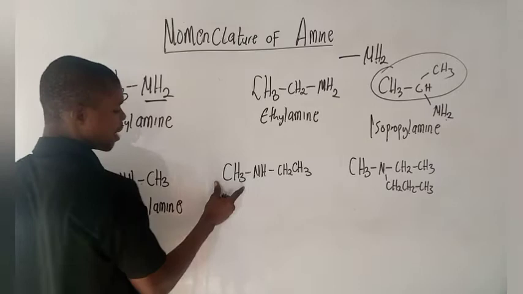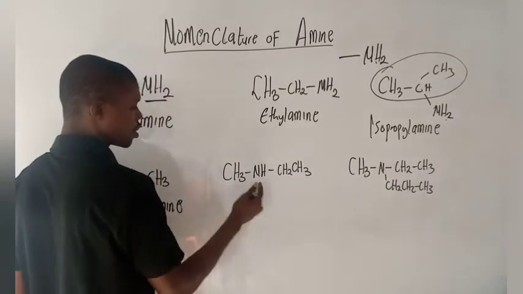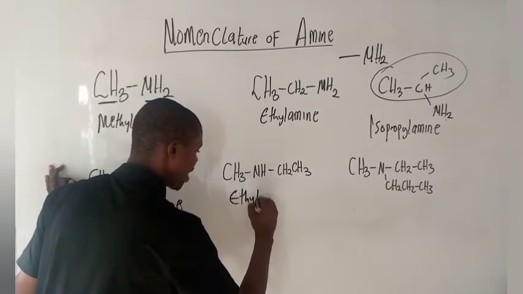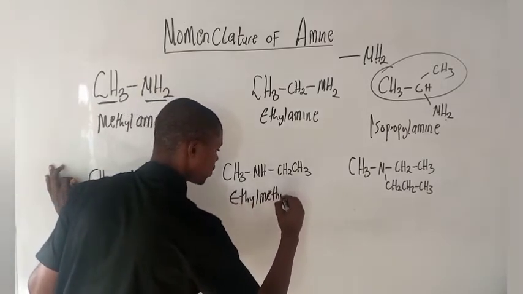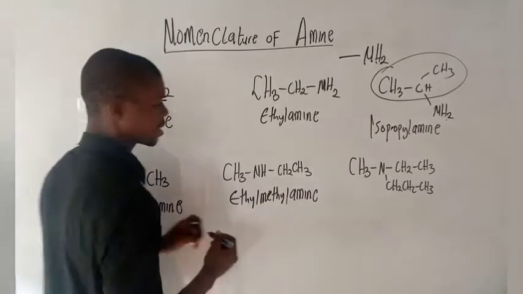Here we have methyl and ethyl. Remember, E will come before M, so it's going to be ethyl methyl amine. You see how easy it is?